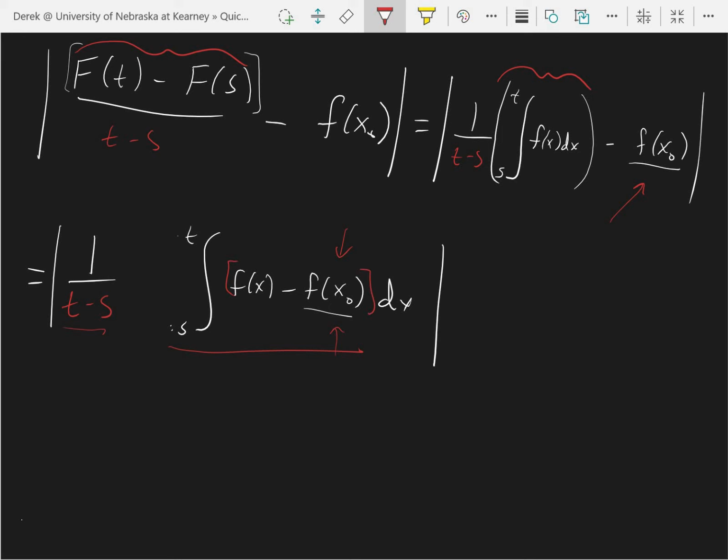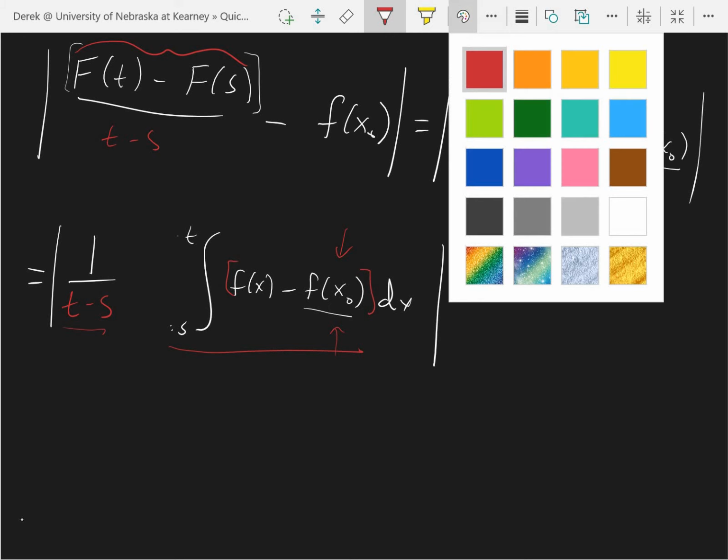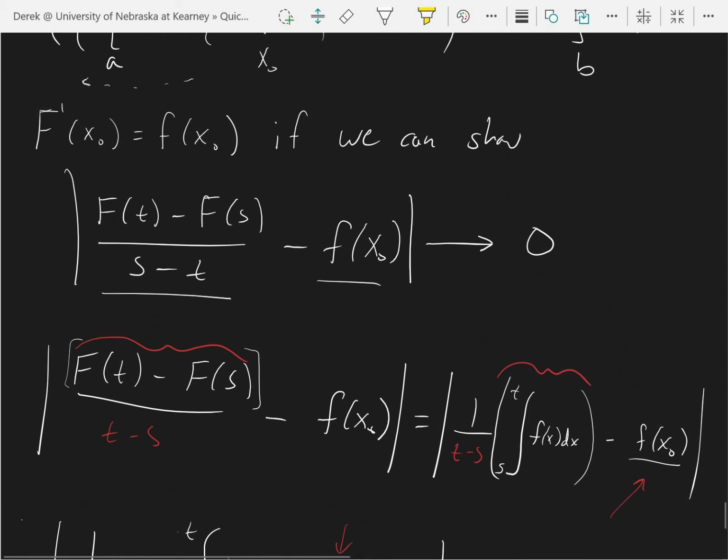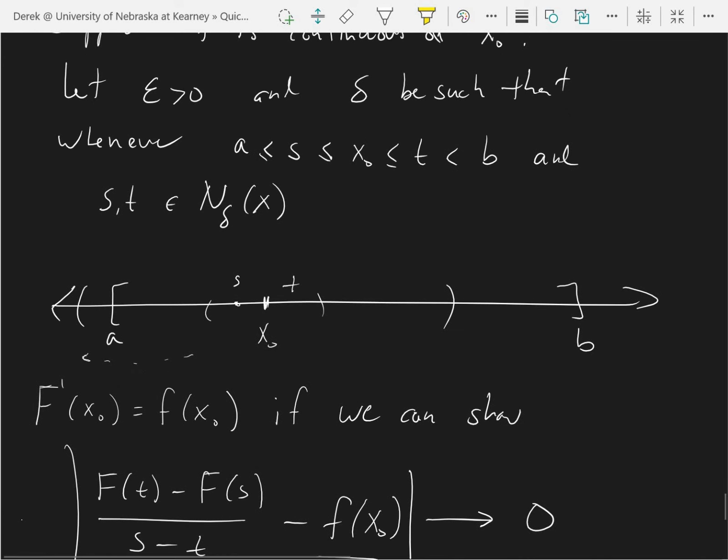Okay, and now this is less than or equal to 1 over t minus s times the integral from s to t. Well, f of x and f of x naught are really close together whenever I'm between s and t, because s and t are inside the neighborhood, the delta neighborhood of x naught, right? So we've got these guys inside the delta neighborhood.